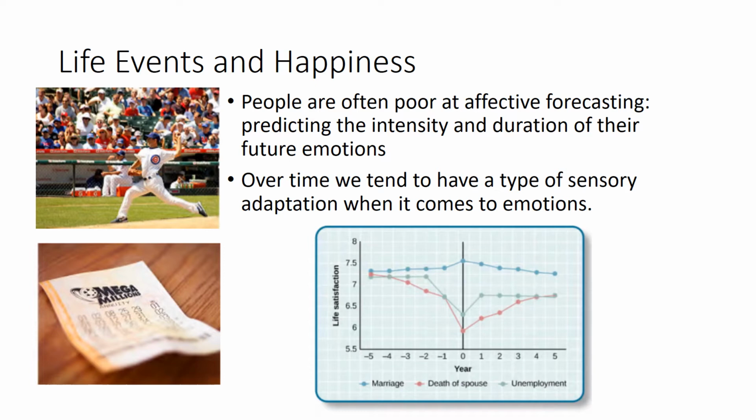Looking at the connection between life events and happiness, people are often poor at affective forecasting, and affective forecasting just means our ability to predict the intensity and the duration of our emotions in the future. Over time, we tend to have a type of sensory adaptation when it comes to emotions. So what this means is when we experience something that is novel, new and exciting for us, and something that will change our lives, we do initially have this surge of excitement and happiness. But over time, that diminishes, and it doesn't maintain our happiness in the same way that other enduring factors that I previously mentioned do.